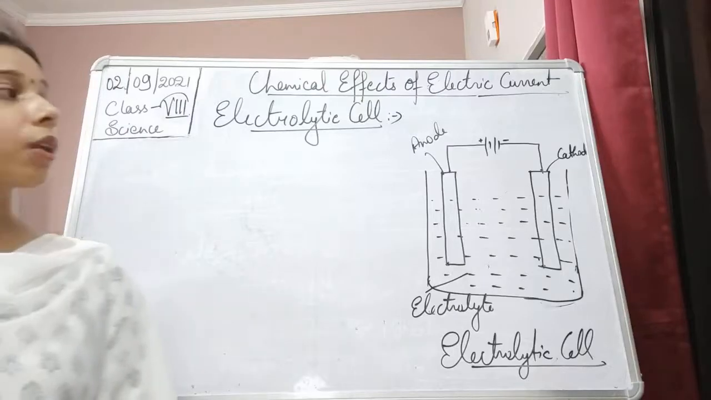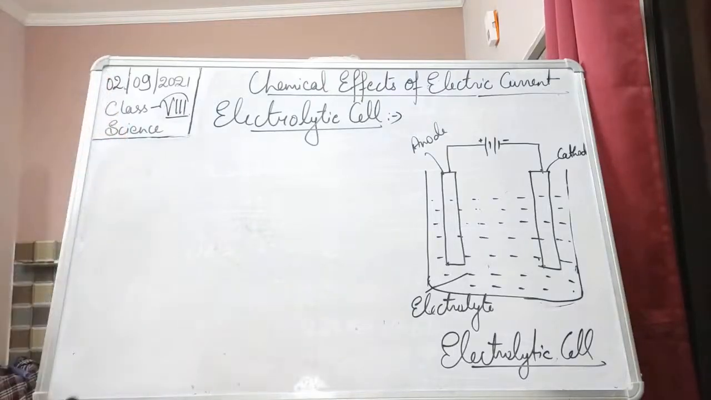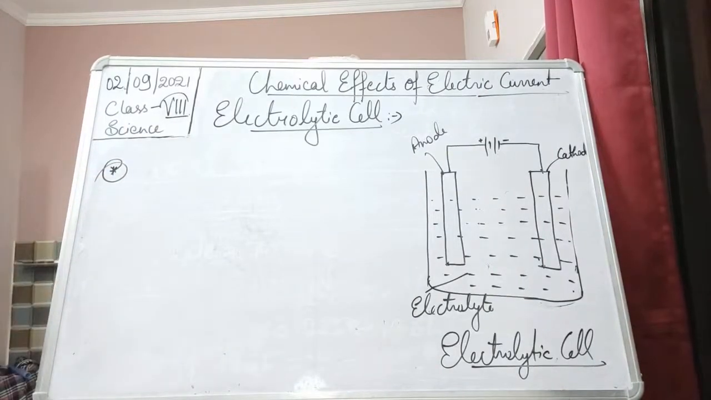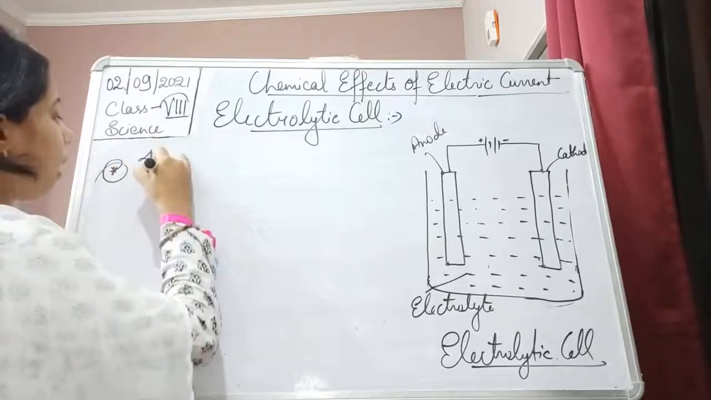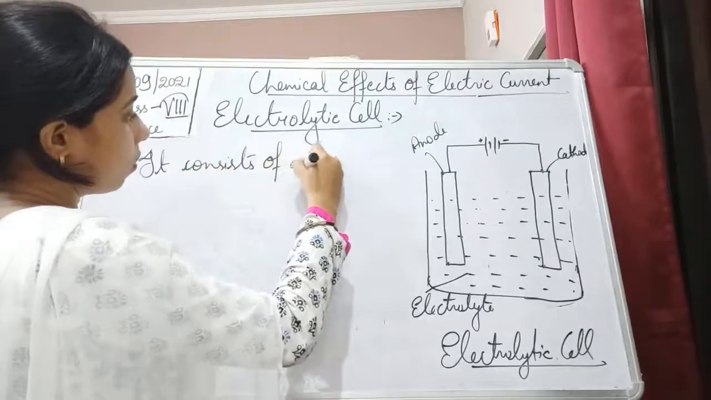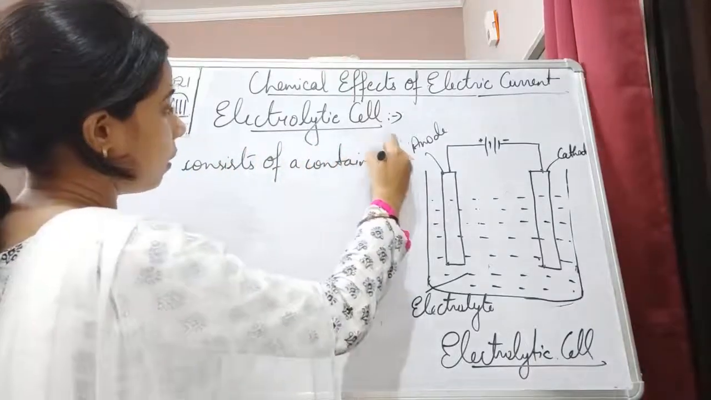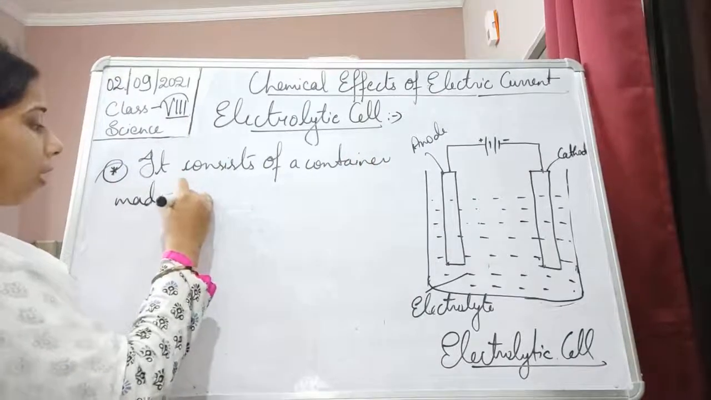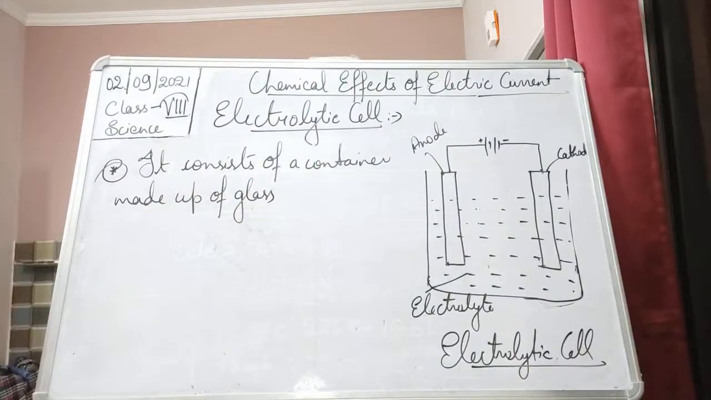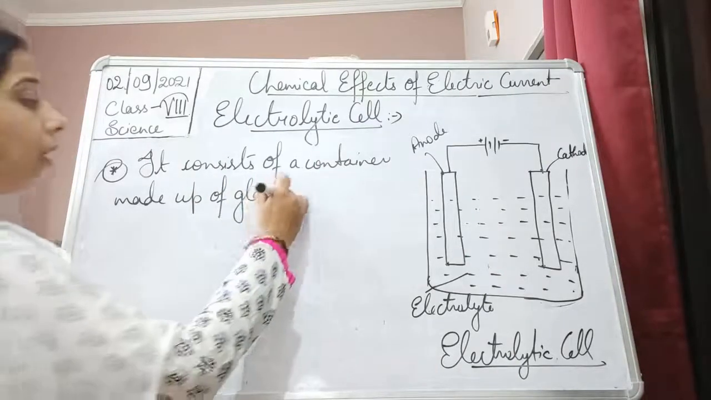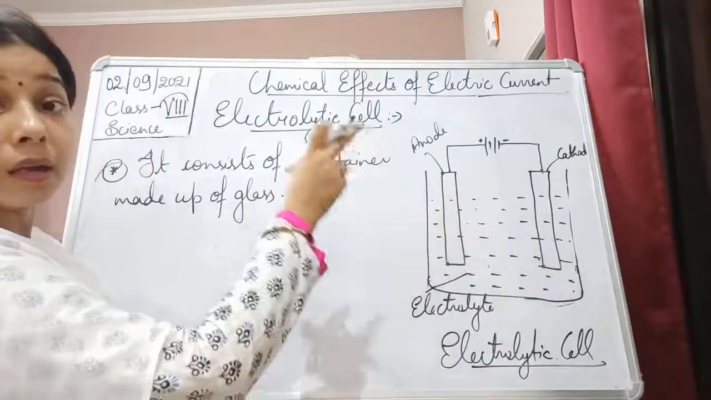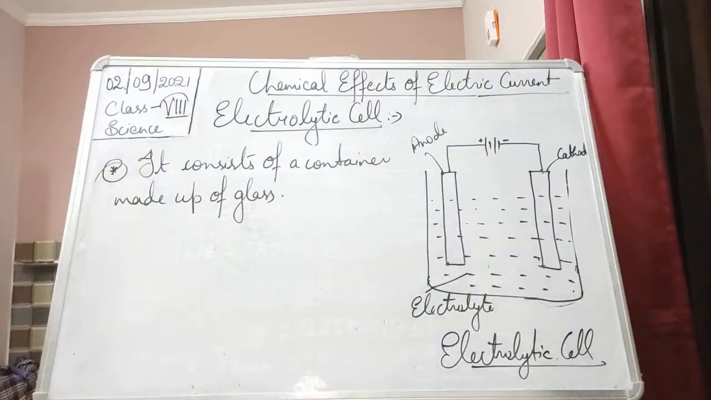When we talk about the electrolytic cell, let us see what its features are. The electrolytic cell consists of a container which is made up of glass, or metal. Now here you will find that there are two electrodes kept apart from each other, dipped into the electrolyte.